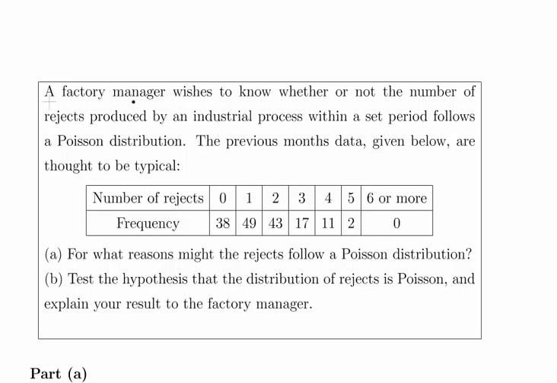A factory manager wishes to know whether or not the number of rejects produced by an industrial process within a set period follows a Poisson distribution. So this is an important little phrase here, within a set period. So let's just say this is a 4-hour shift or something like that, okay? It's sort of hidden a little bit, actually. It's deliberately hidden a little bit.